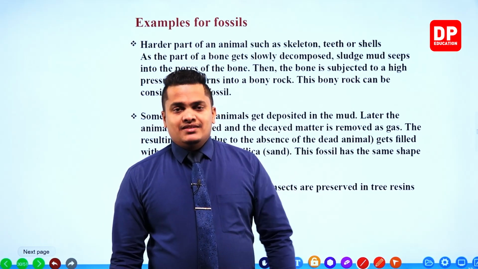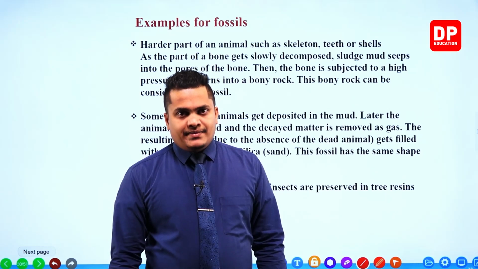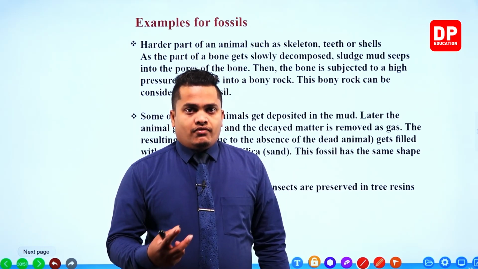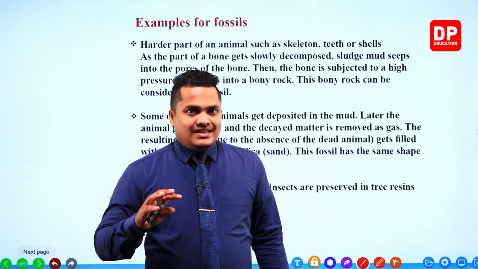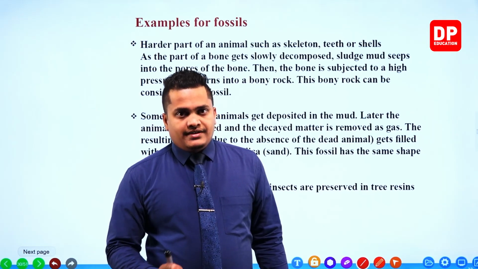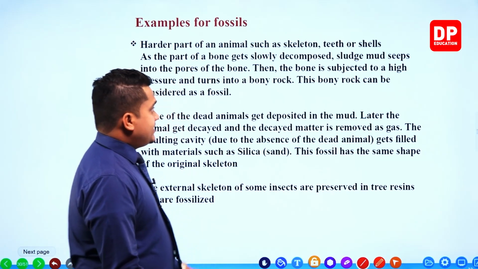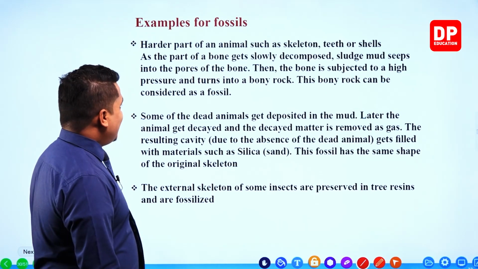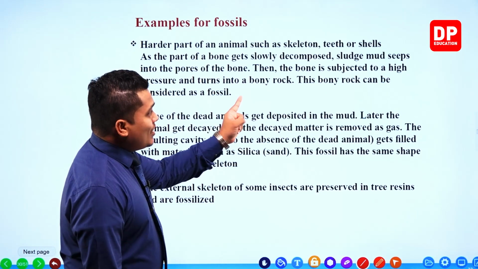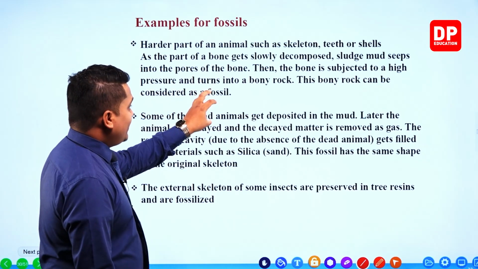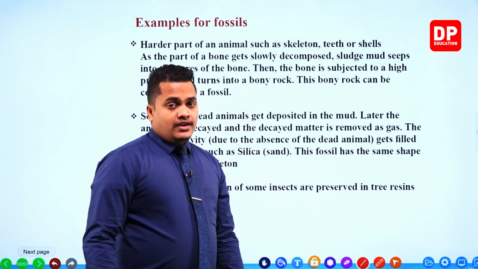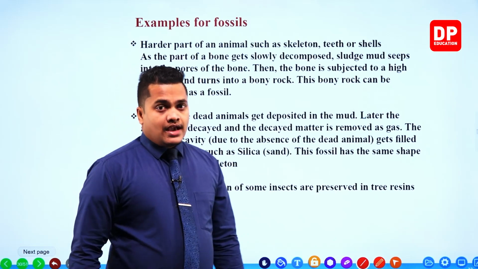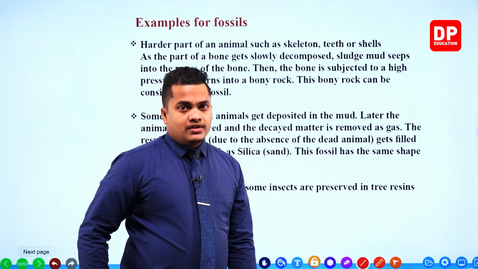So this rock can be considered as a fossil then. It can be considered as a fossil because it contains the structures of organisms, or it is in the shape of the structures of organisms who lived in the prehistoric era, right? So here it is given, as the part of bone gets slowly decomposed, sludge mud seeps into the pores of the bone, then the bone is subjected to high pressure and it turns into a bony rock. This bony rock can be considered then as a fossil.